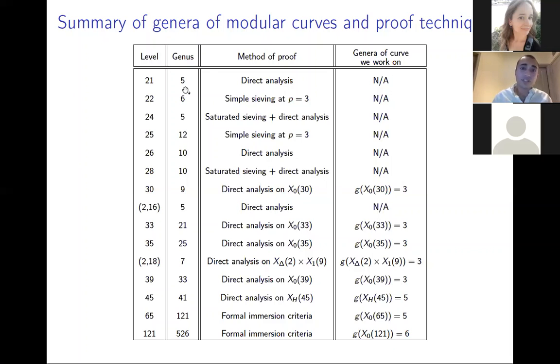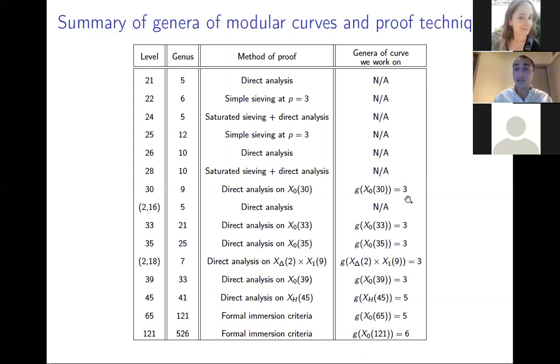And so as you can see, the genera of these modular curves is quite large. For example, we work directly on a genus 10 curve. And the level X1 of 121 is a genus 526 curve. And so we're able to actually compute the cubic points on a genus 526 curve, which is pretty nice. And so the way that we do this is we work on curves of smaller genera, which I've listed here.